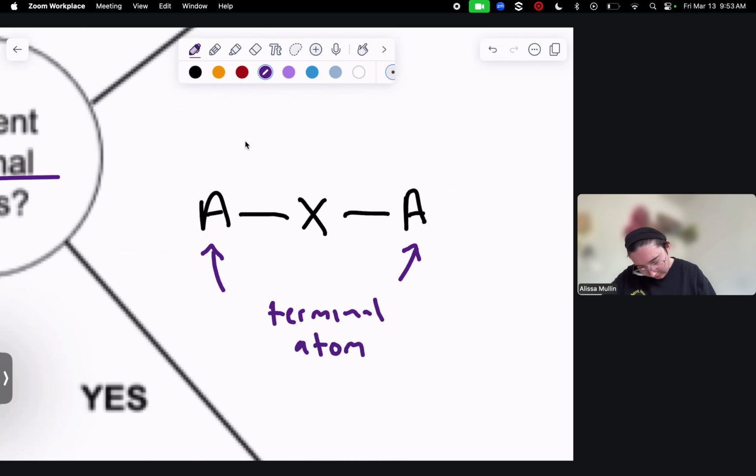While this one is the central. Just to clarify the wording used in this visual.